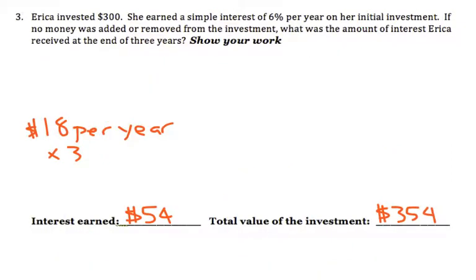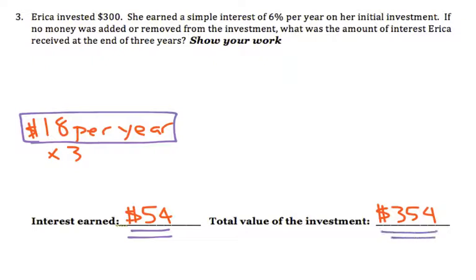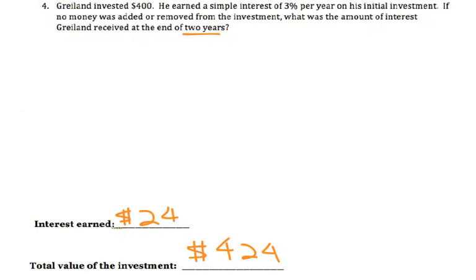Alright, for number 3, I definitely want you guys trying this on your own at this point. You should end up figuring out that the interest is $18 per year, and then multiplying that by 3 years and figuring out that the interest was $54, and then finding the total value of the investment, which was going to be $354. So see if you can get that on your own. Alright, and for this last one, you should definitely also do this one on your own. Don't forget that it tells you how many years the money's in the bank. You should end up with $24 of interest and a total value of $424.